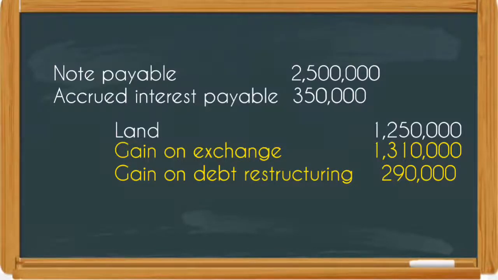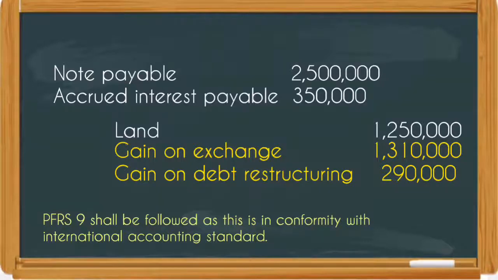Kung mapapansin nyo, under USA GAAP, we recognize two gains, but under the PFRS 9, both of the gains are recorded under the account title of gain on extinguishment of debt. But PFRS 9 shall be followed as this is in conformity with the International Accounting Standard.